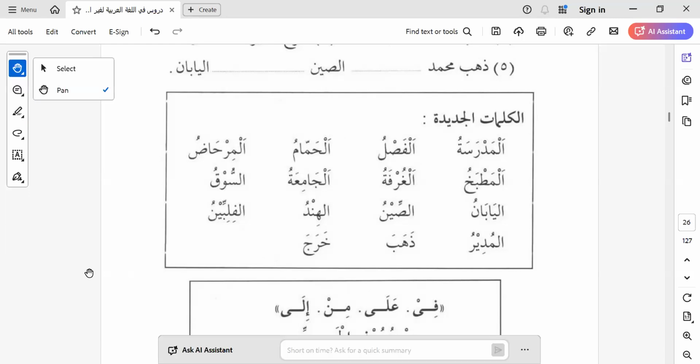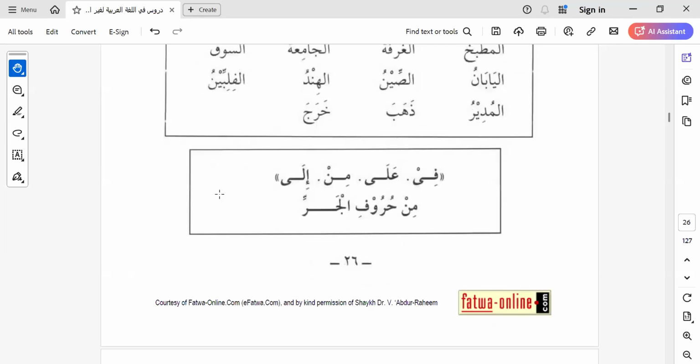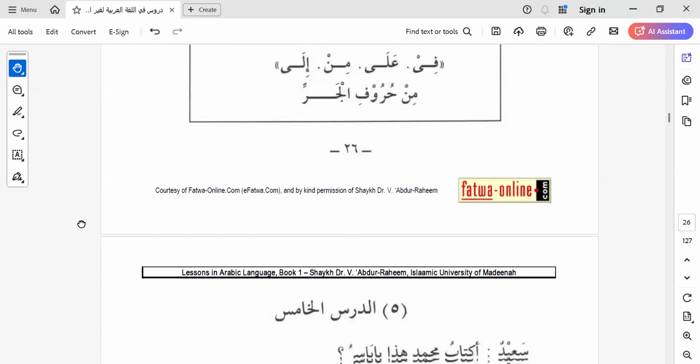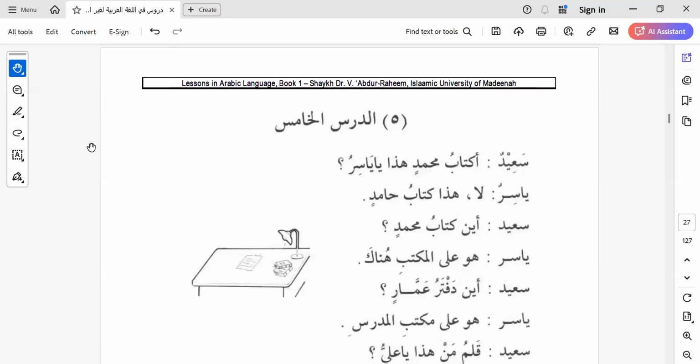ما شاء الله. So of the حروف الجر we have some of them. في, على, من, إلى. All of these are from the حروف الجر. I think we've learned one or two things from the lesson today. Without wasting much of our time, I guess we stop here.